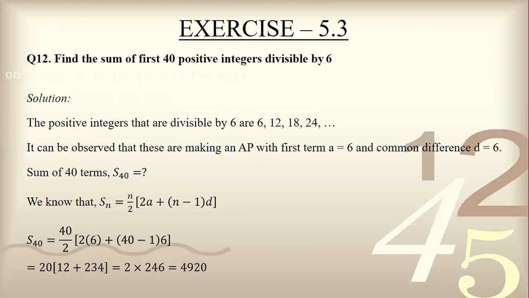Sum of 40 terms, that is S40, is what we have to find out. Sn is n by 2 into 2a plus n minus 1 into d formula. So S40 is 40 by 2 into 2 into 6 plus 40 minus 1 into 6, substituting for a and d. Solving, we'll get 4920. This is the sum of first 40 positive integers which are divisible by 6.